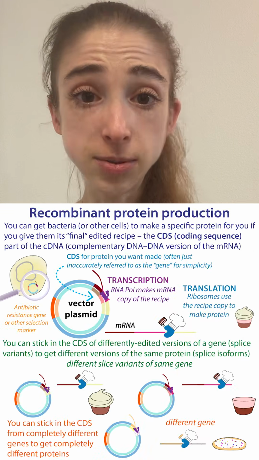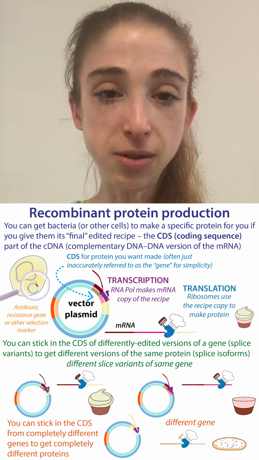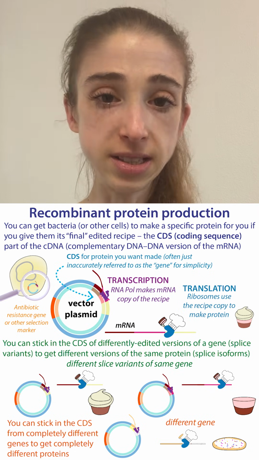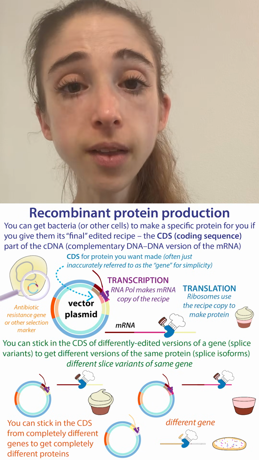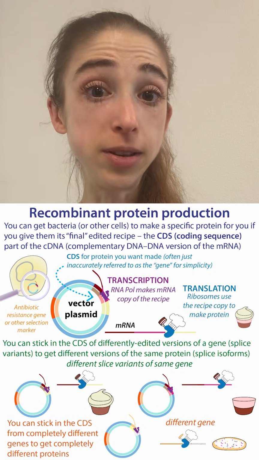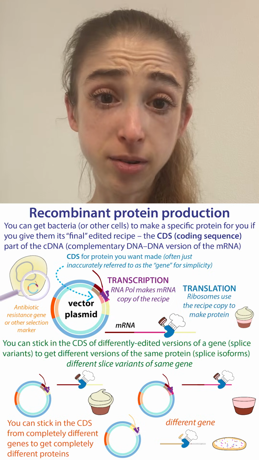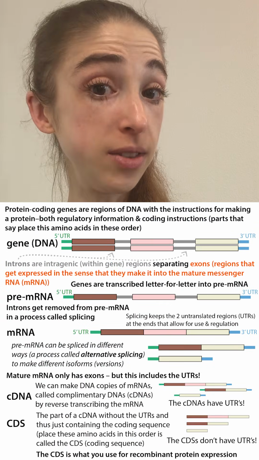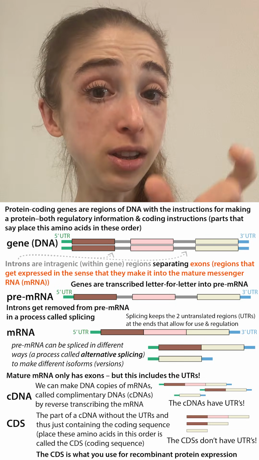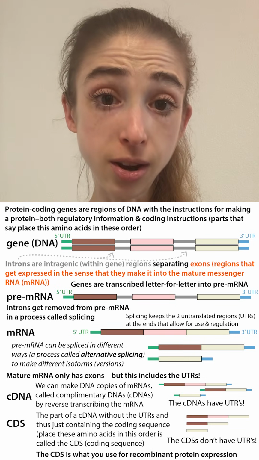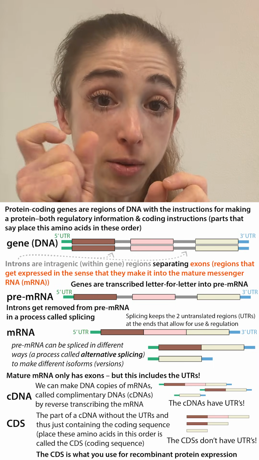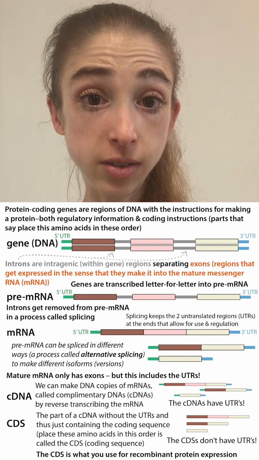And so there are different options depending on how common the thing you want to work with is, how long and how complex it is, whether it's more expensive to synthesize it, that sort of thing. But bottom line, we put the cDNA into cells to make the protein for us. The cDNA is the coding sequence, which is part of the cDNA that does not include the 5' and the 3' UTRs, but it does include the parts that actually have the amino acid placing instructions.